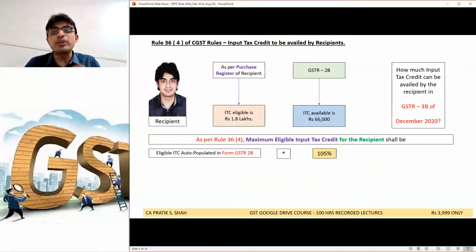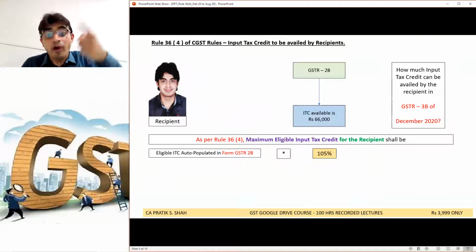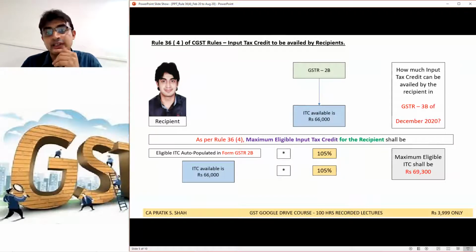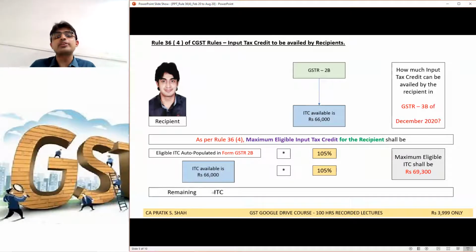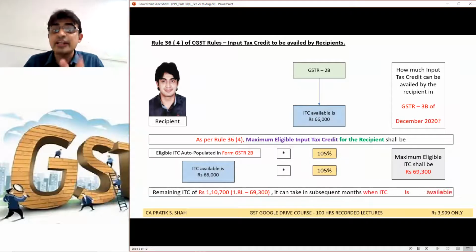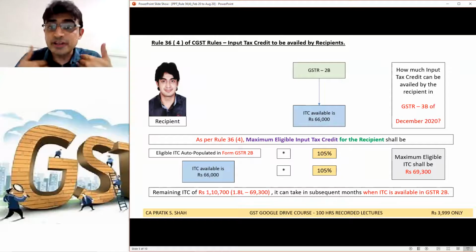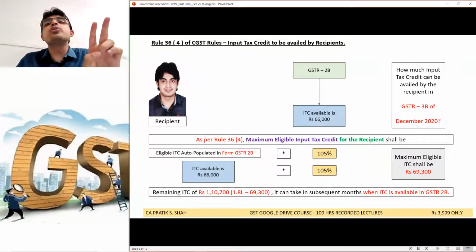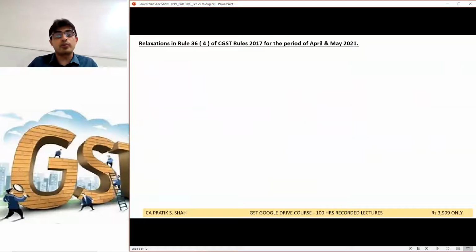So how much is available in my 2B? 66,000. So I have to ignore whatever is there in my purchase register. Whatever is there in my 2B plus 5%. Maximum I could avail 69,300. So my eligible was 180. How much I could avail? 69,300. Remaining ITC 180 minus 69 I will avail in next month or months when the credit will come in my 2B. So all the recipients are left to the mercy of the supplier. If the credit is coming in 2B, then only they can take the ITC, otherwise they are not able to take. This is there in Rule 36.